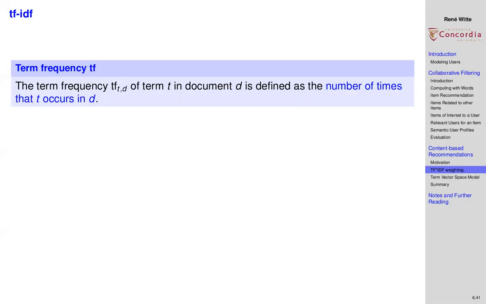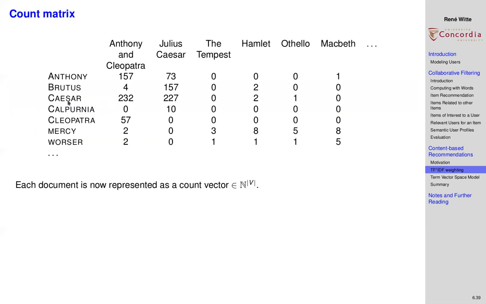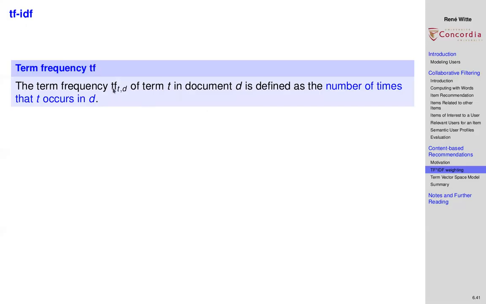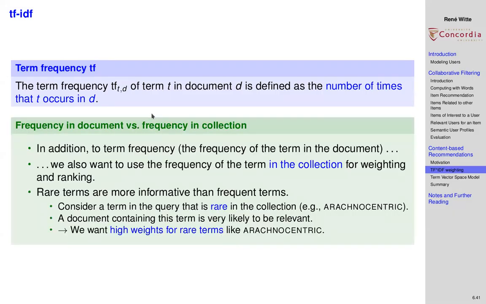So let's look at how we can now build vectors out of documents. The first number that you've seen in the table just before is called the term frequency, TF. This simply is the word count. How often does that term appear in that document? So how often does Caesar appear in Julius Caesar? 227 times. How often does it appear in Hamlet? 2 times. So this is called the term frequency of a term for a document. That's the first measure.